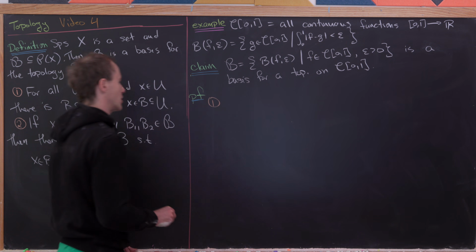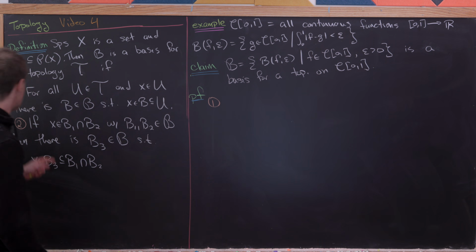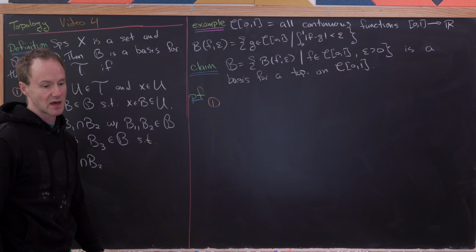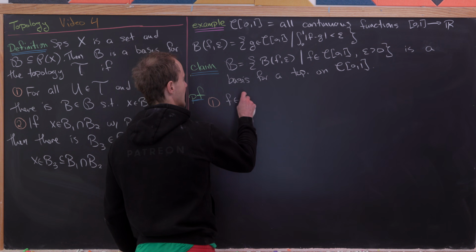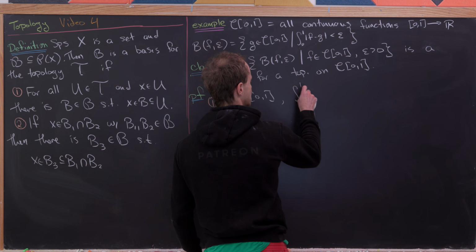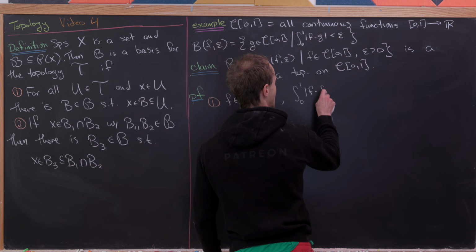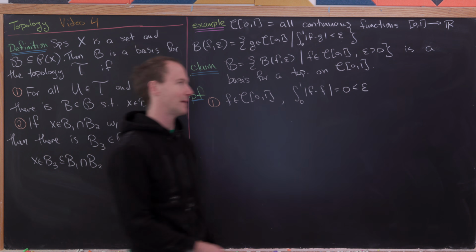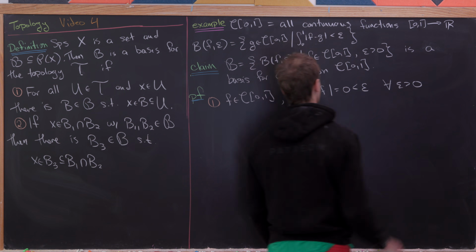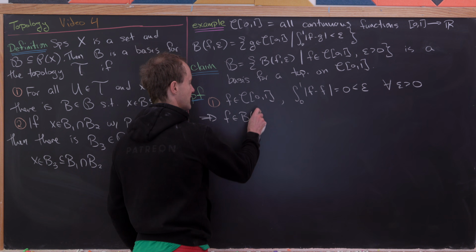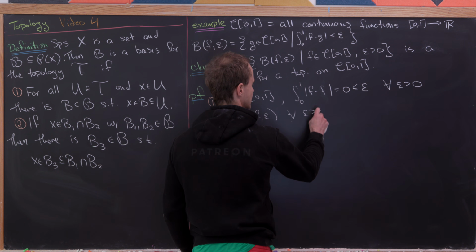So we've got two things to show here, and that is that this script B satisfies these two conditions. So this first condition is pretty obvious, and that's because of the following. So if we've got f inside of C[0,1], then let's observe that the integral from 0 to 1 of the absolute value of f minus f is equal to 0 because it's the integral of 0, but 0 is less than epsilon for all positive numbers epsilon. But what that tells us is that f is an element of B(f, epsilon) for all epsilon bigger than 0.